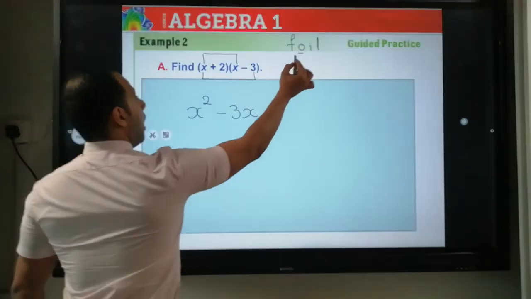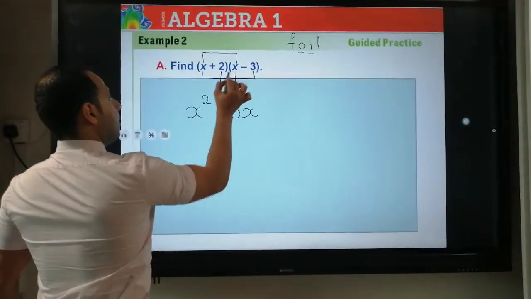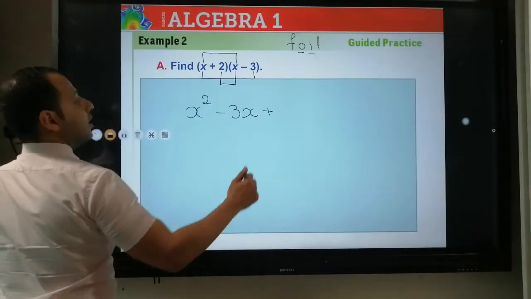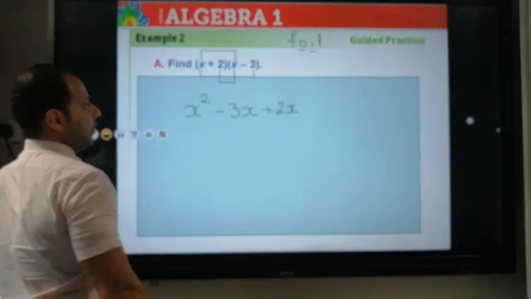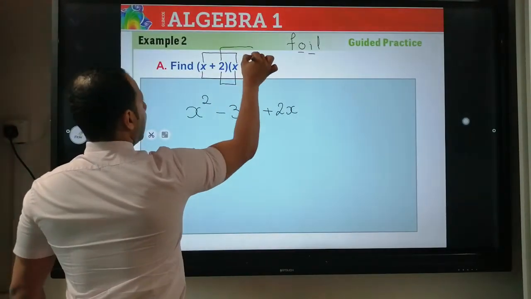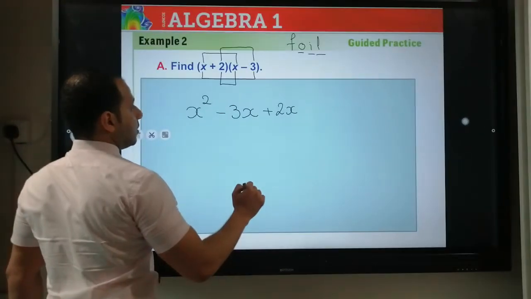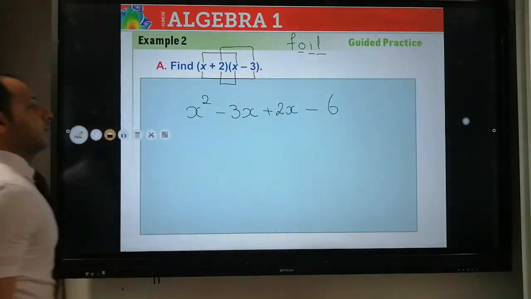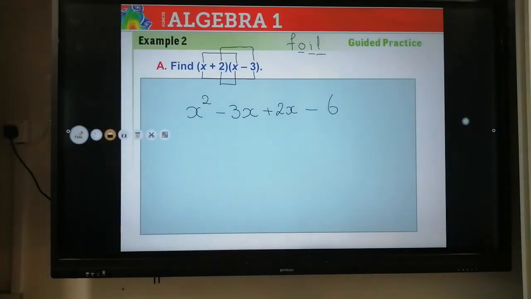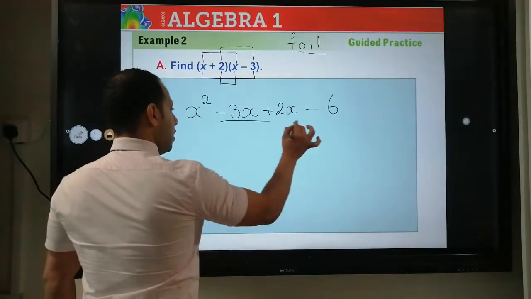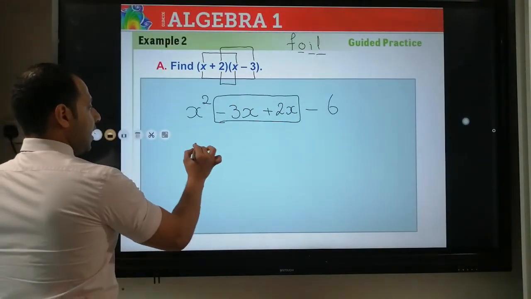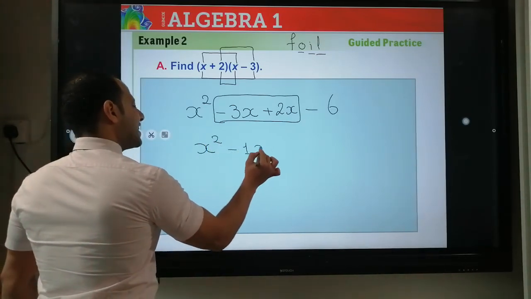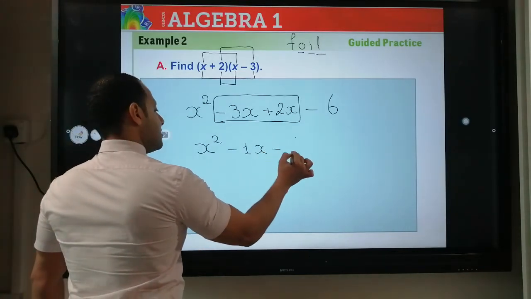And then I, inner. Both are positive, so I write positive 2x. And then L, which means the last two terms, negative from the beginning because of different signs, and write here 6. Have you finished? No, still the like terms. These are like terms. So x power 2 as it is, negative 1x, excellent, minus 6.